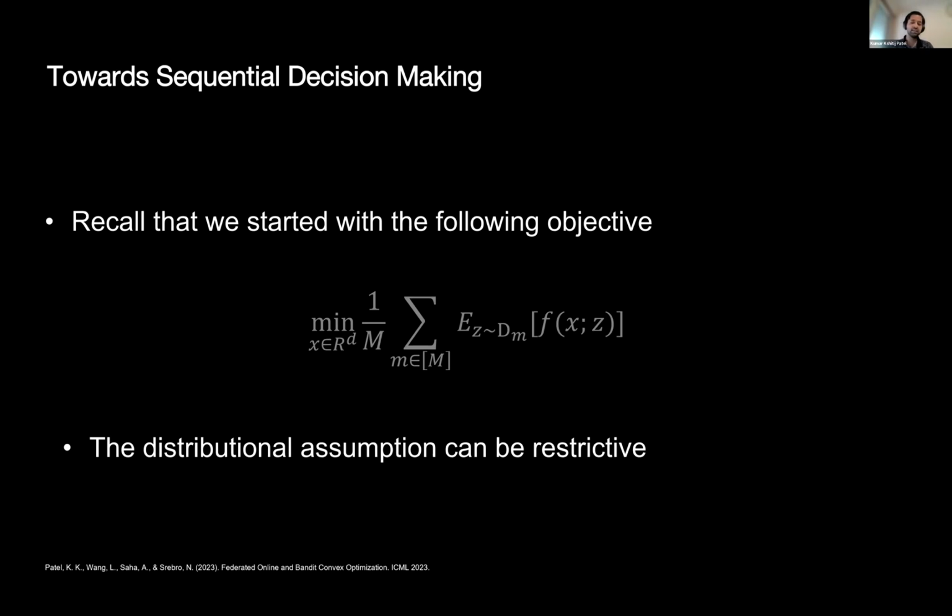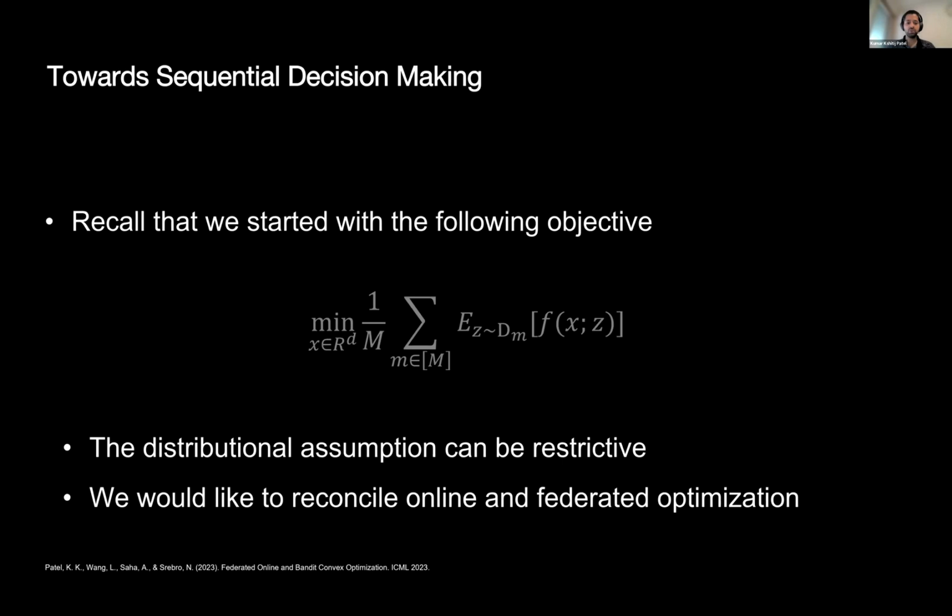Like if you have a hospital setting, it does not make sense that your interventions on the population do not have any impact on the population. They usually do. There's stuff like herd immunity, whatever vaccine trials you're running are going to have some impact. And thus your study is going to be impacted by whatever actions you take on the population and, in general, the passage of time. So this distributional assumption where you have some fixed stationary distribution can be a bit restrictive, which is why we would like to now reconcile online and federated optimization with each other.